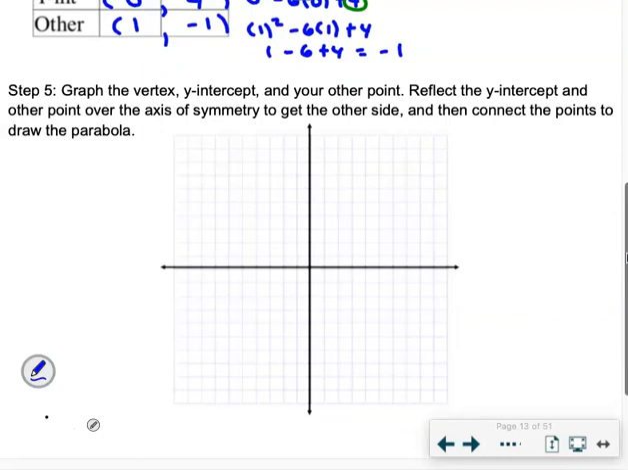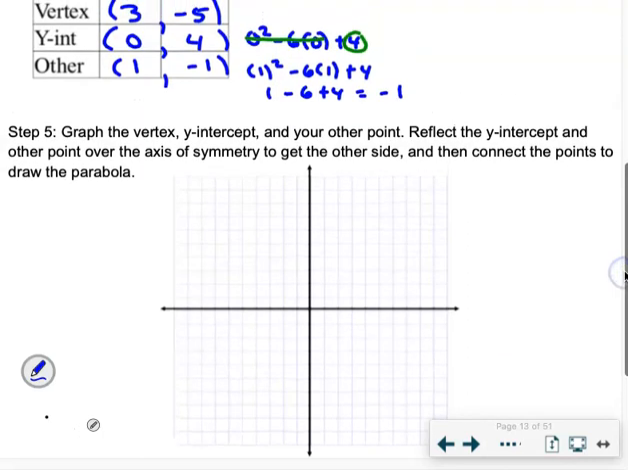So let's do that. So we need to graph the 3 points we just had. So we're supposed to have a point at (3, -5). Okay, so there's my vertex. The y-intercept is at 0, 1, 2, 3, 4. And then my other point is at (1, -1).